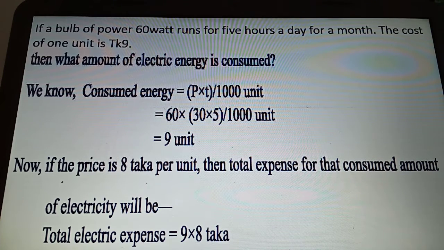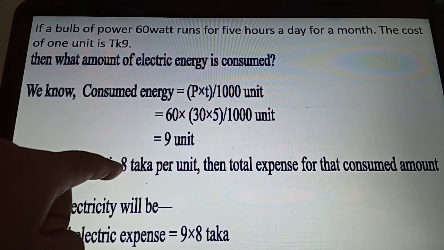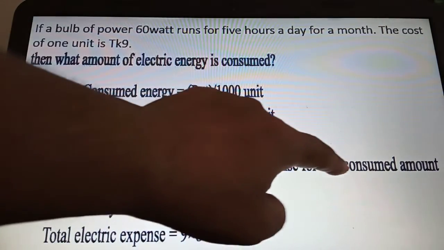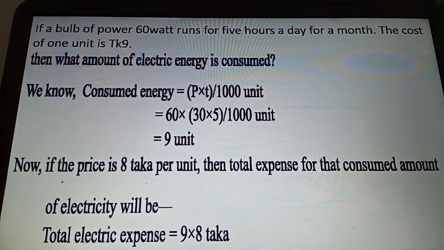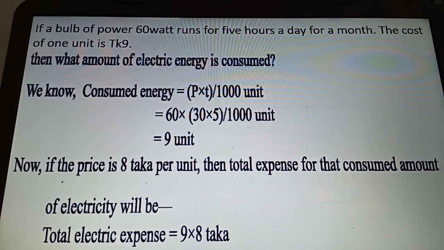And here, if the price is taka 8 per unit, then the total expense for the consumed amount of electricity will be 9 into 8, that is 72 taka.